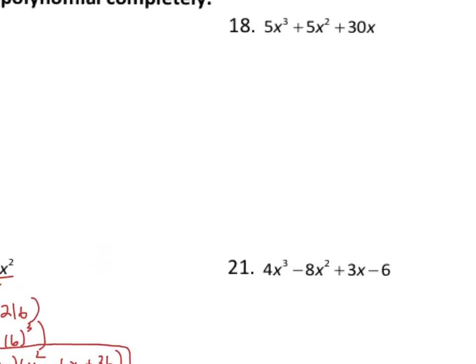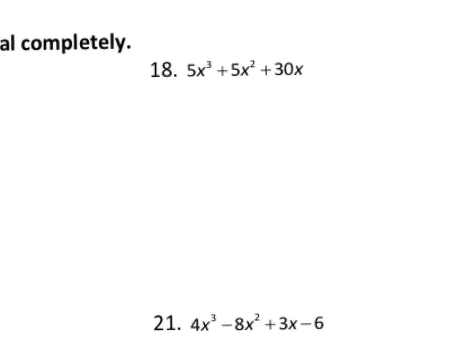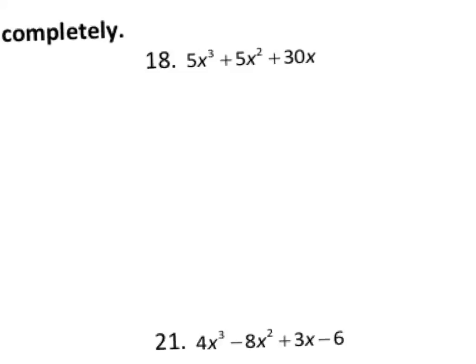Let's look at number 18. 18 has 3 terms. So when you see 3 terms, what do you look for? Well, probably GCF. Probably something where I can take out a GCF here. In this case, it looks like 5x comes out. I take a 5x out of everything. You're left with a quadratic. So 5x out of 5x to the third is x squared. 5x out of 5x squared is x. And then 5x out of 30x is 6.